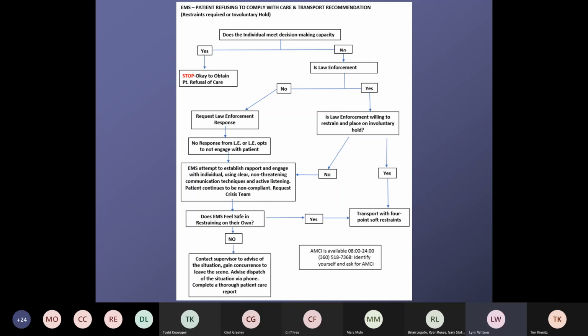Now, does EMS feel safe to restrain this patient on their own? There's a lot of difference between your approach to an 85-year-old lady who's agitated and striking out and has a fever or doesn't have a fever, and you think she might be either demented, psychotic, or more than likely, in this case, the ones we see are septic. We can probably restrain an 85-year-old lady safely and without too much trouble.